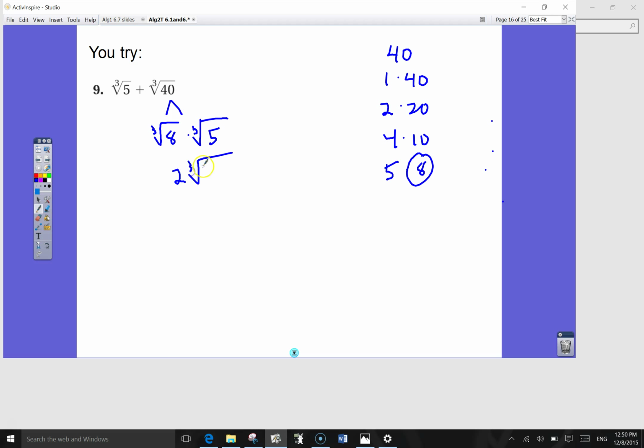So I've got 2 times the cube root of 5 plus the cube root of 5. Right? How many cube roots of 5 is that? Well, it's 1 plus 2. So that's 3 times the cube root of 5.